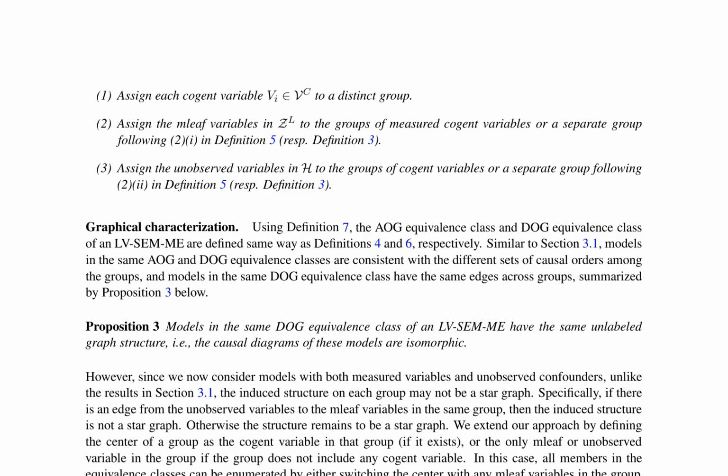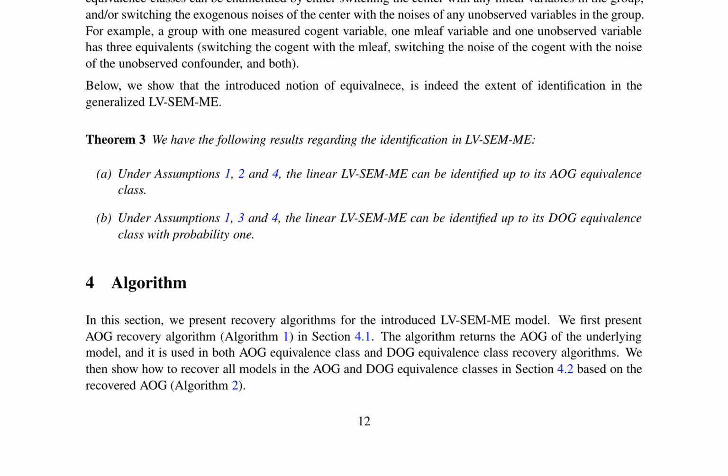The authors define the AOG and DOG of an LVSEMME, and show that models in the same AOG and DOG equivalence classes are consistent with different sets of causal orders among the groups. The paper also presents recovery algorithms for the introduced LVSEMME model. The AOG recovery algorithm returns the AOG of the underlying model, and it is used in both AOG equivalence class and DOG equivalence class recovery algorithms. The authors show how to recover all models in the AOG and DOG equivalence classes based on the recovered AOG.